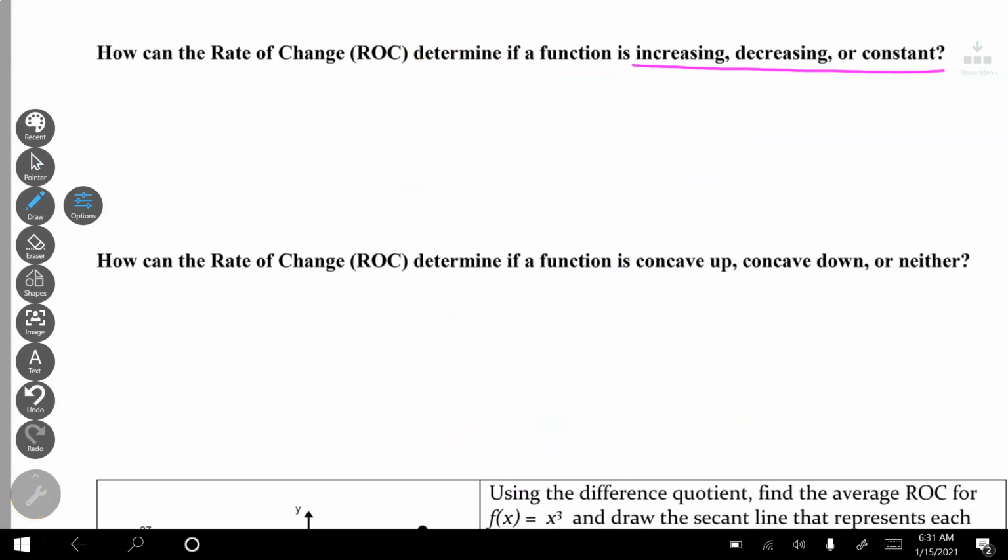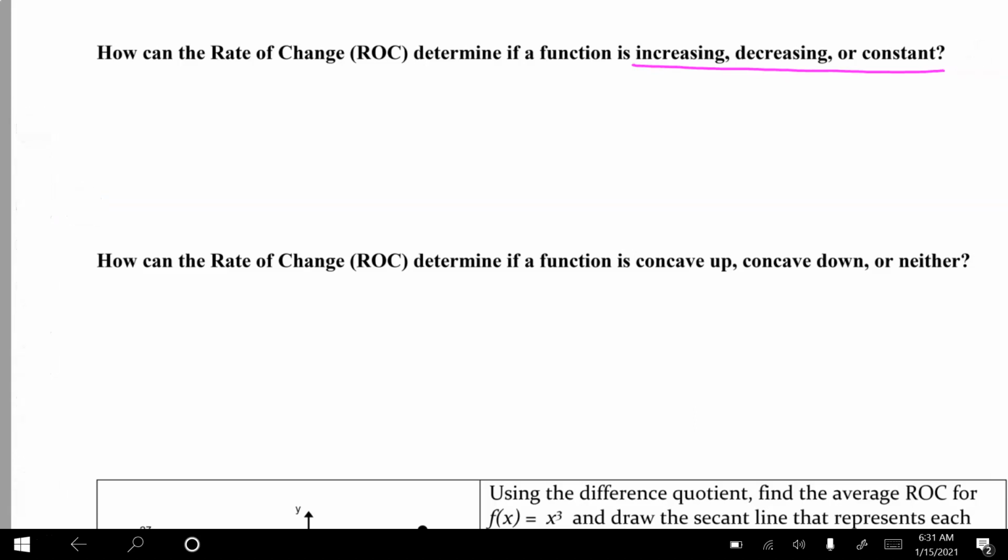So in the previous day, I talked about the rate of change being the most important idea in mathematics. It is really a big idea because it can tell me a lot. First of all, it can tell me if a function is increasing, decreasing, or if it's constant. And I think you've seen this before. Maybe we called it slope, but it is still the same idea.